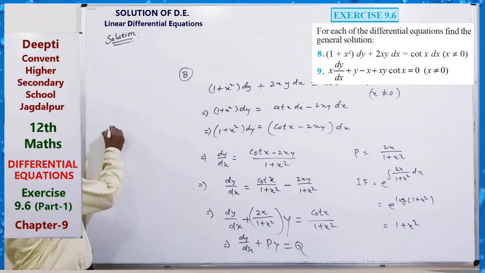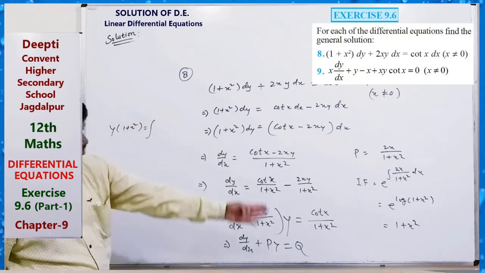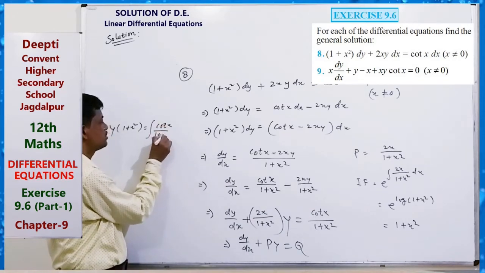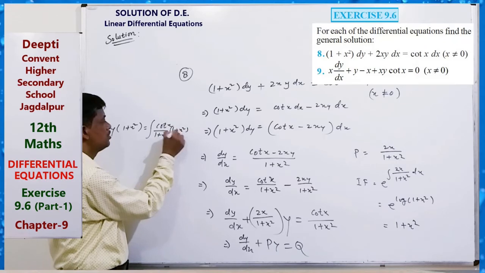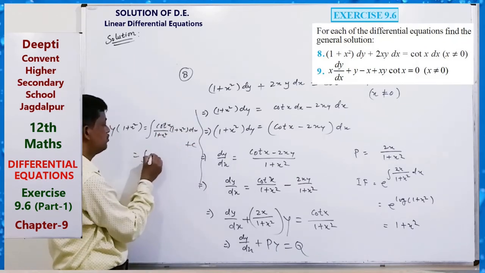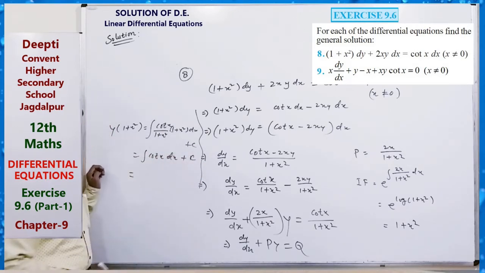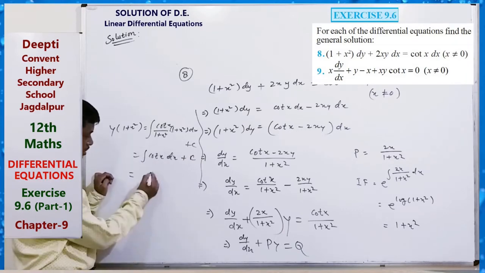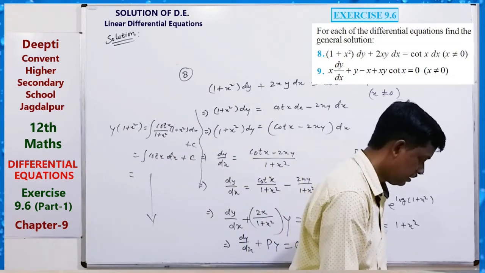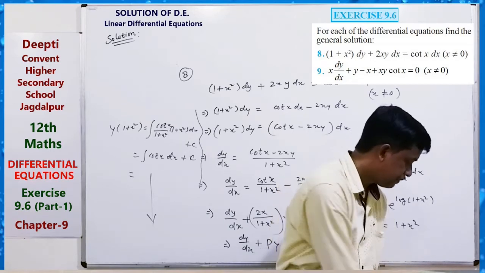The solution is what? y into 1 plus x square equals integration of q, cot x upon 1 plus x square, into 1 plus x square dx plus c. So here this cancels. So integration of cot x plus c, and you can solve the integration of cot x. Okay, that was question 8, and then question 9.